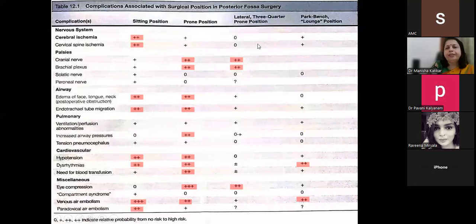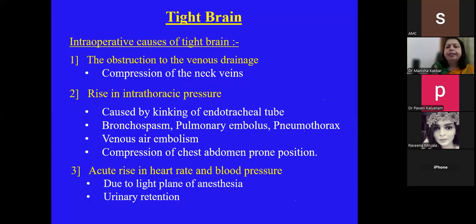Then there can be complications with lateral or three-quarter position, and also for CP angle tumors, many times park bench positions are given, where you can get complications like venous air embolism. So you must know what complications are associated with a particular position, and you must be prepared for managing all such complications. As I said, this is a neurosurgical emergency.